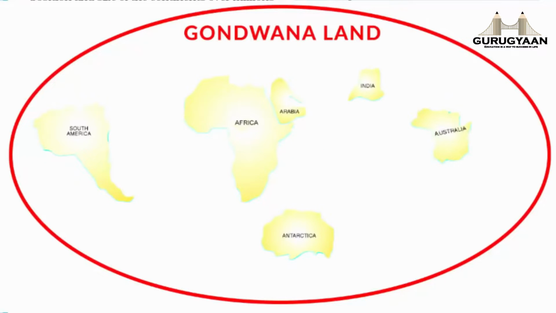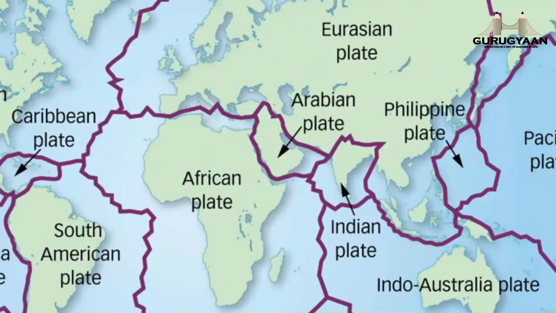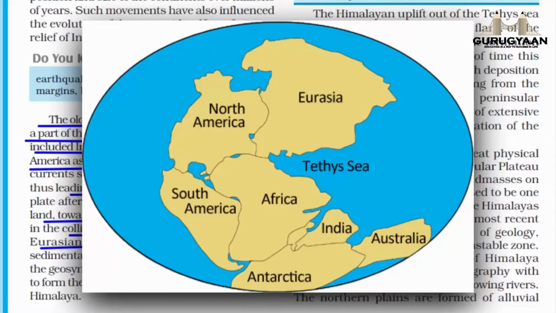So at that time India was a part of the Australian plate, but then we got separated from that as well and we started moving towards north. And then what happened? It collided with the plate which is much larger, which is also called the Eurasian plate. So before this collision there was all water in between the Indian plate and the Eurasian plate. And this water body was named the Tethys Sea.